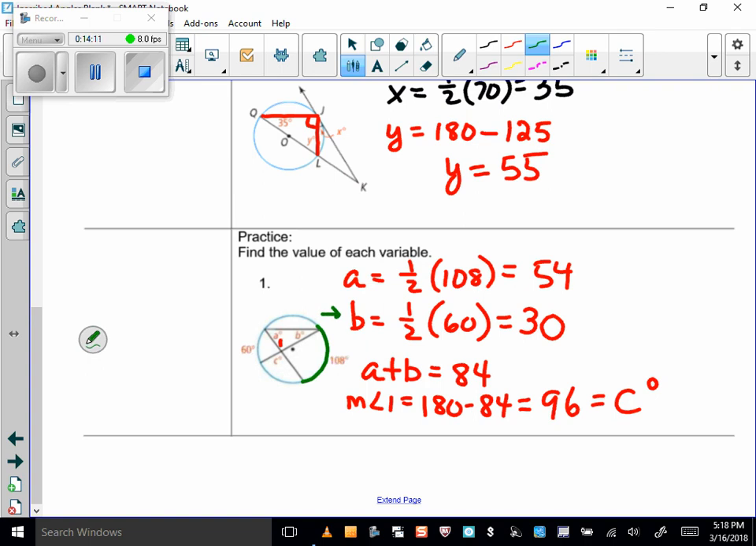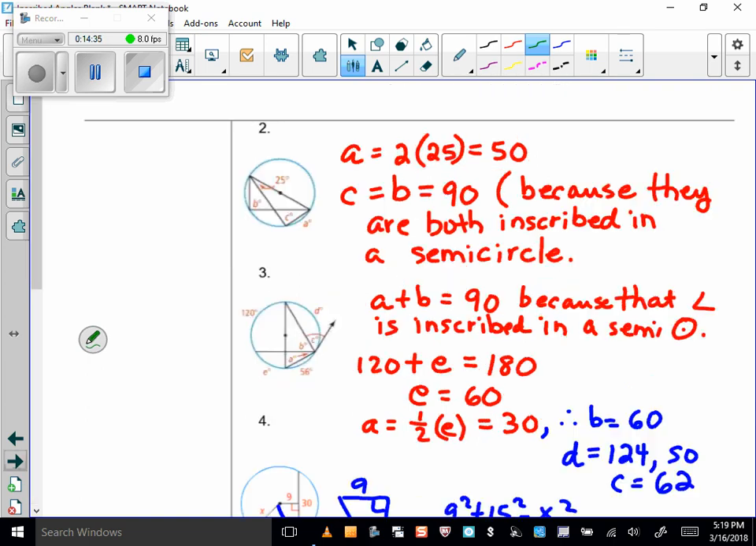And then what I did to find C, I can see that angle C and this one that I labeled angle 1 here are vertical angles. So I just used the triangle angle sum theorem from this triangle to figure out what angle 1 measures. And I got 96, which means that's got to be the measure of angle C. If you got any problems, put a star on it so we can talk about it next time.